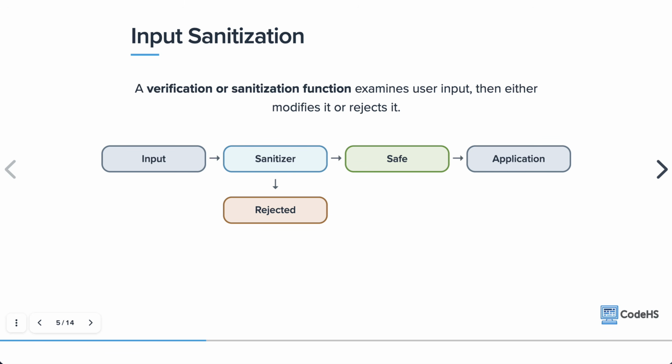That checkpoint has two possible outcomes, not just one. A verification or sanitization function examines user input, then either modifies it or rejects it. If it modifies the input, the cleaned up version flows along to the application. If it rejects, the input goes nowhere. The user is sent back with an error and has to try again. The next few slides cover those two outcomes in detail. Both are legitimate strategies in the AP cybersecurity curriculum. The choice between them depends on the application.